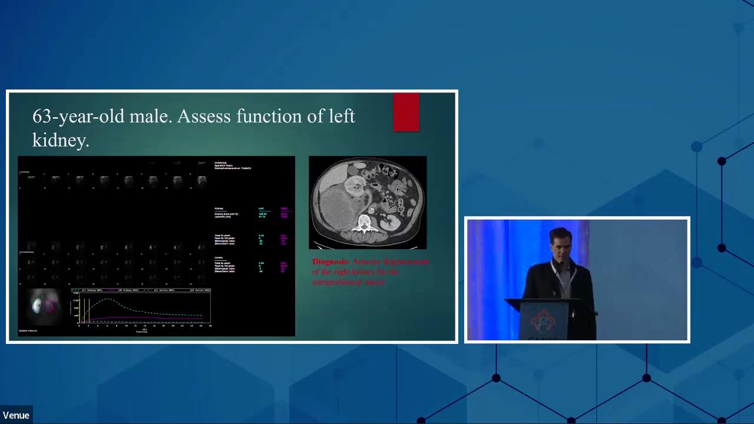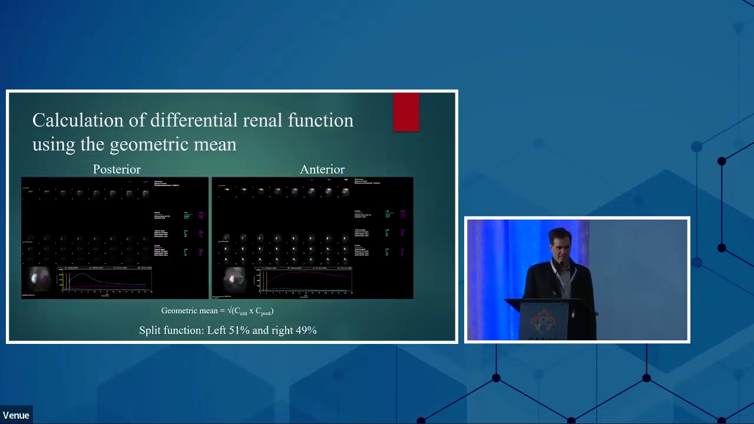So that's why, in this case, we did a geometric mean using the anterior and posterior projection, where the geometric mean is the root of the product of the counts in the anterior and posterior projection. And then we obtain a split renal function of 51% and 49% of the left and right kidneys, respectively.